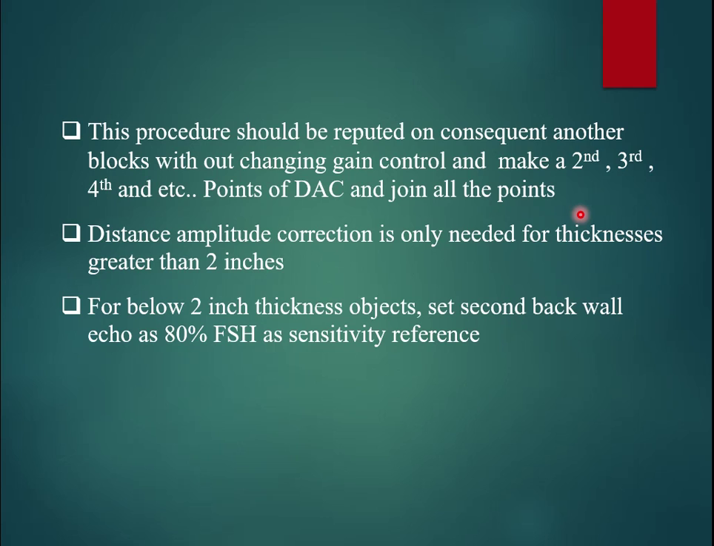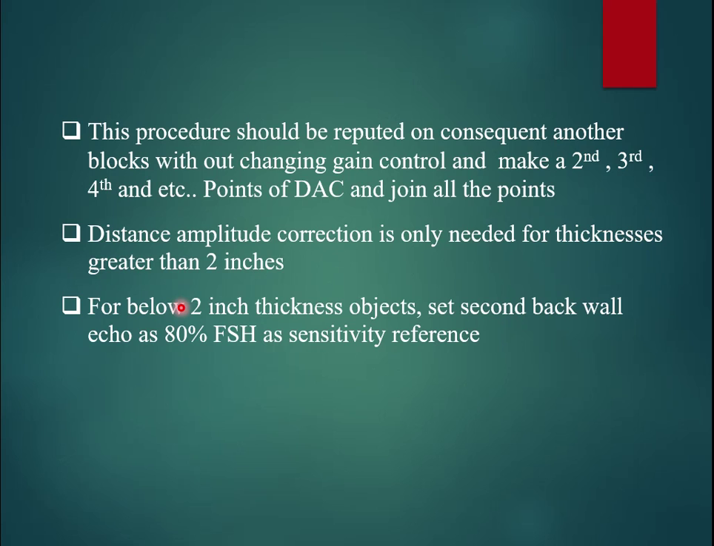Now, after you have caught the second, third and fourth points, the equipment, the CRT screen or the UT flaw detector, automatically draws the curve by joining the peaks of all the amplitudes, making a curve which is considered the distance amplitude correction curve. Distance amplitude correction is only needed for thickness greater than 2 inches. Here we draw the distance amplitude correction curve by using the flat bottom holes.